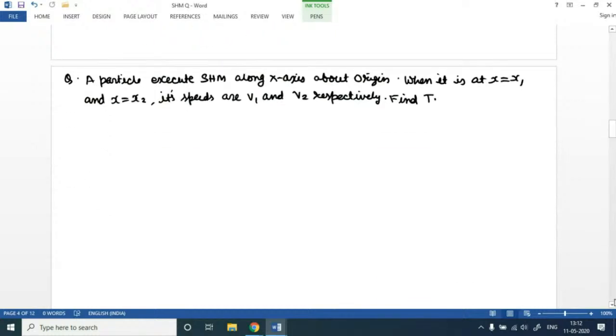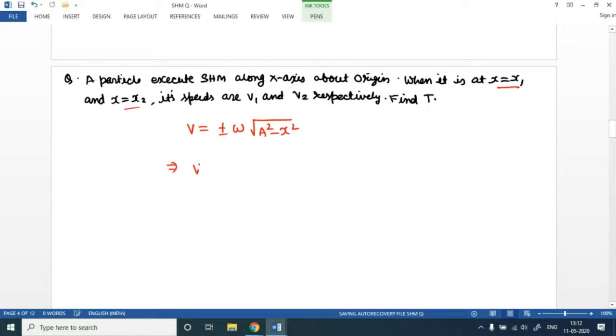Okay, so this is the question over here, that a particle executes SHM along x-axis about origin. And when it is at x is equal to x1 and x is equal to x2, its speeds are v1 and v2 respectively, and we have to find out the time period over here. So you should realize how x and v are related to each other. So when you will be substituting these in the given equation which we have already learned, v is equal to plus minus omega root under a square minus x square, so then let's substitute these values.